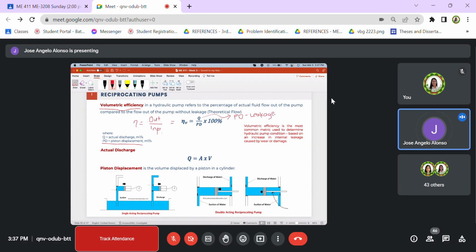So, volumetric efficiency is the most common metric used in turbine and hydraulic pump condition based on an increase in internal leakage caused by wear or damage. So again, pagkuha ng actual discharge, simple lang naman. Actual discharge is equivalent to area multiplied by the velocity. Yung area na gagamitin natin dito will be the area ng ating cylinder.